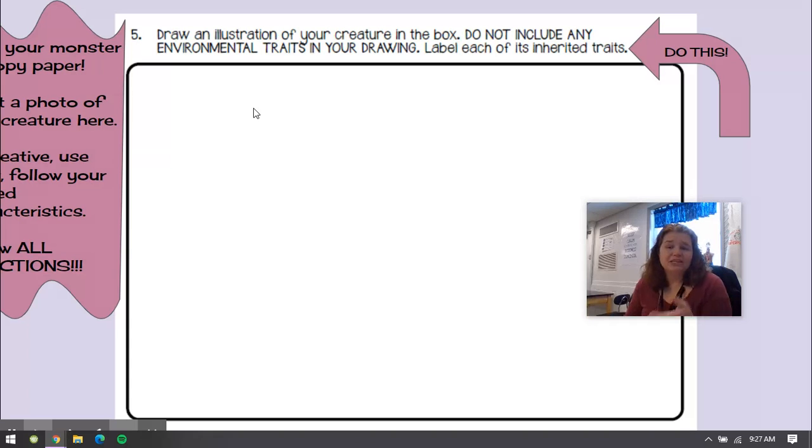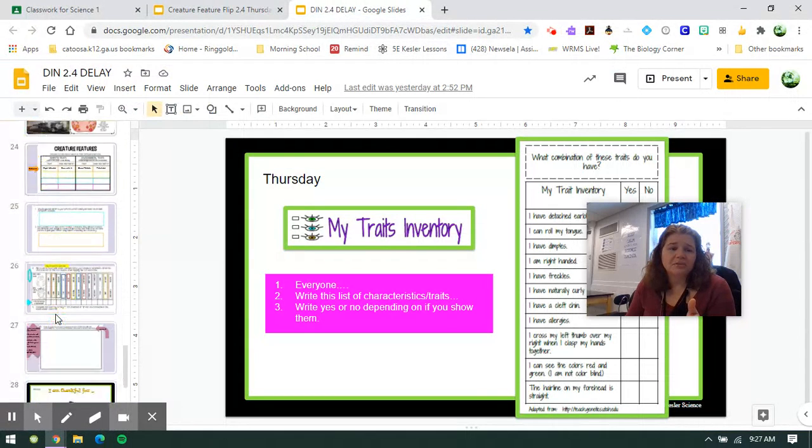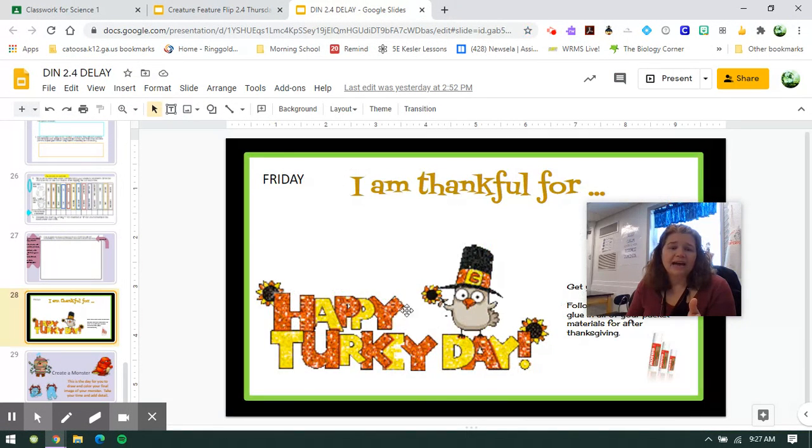That's what you're doing today and tomorrow. Take your time, really think about the inherited traits that the baby monster is getting from its mom and dad. And that's what we're doing today and tomorrow. Tomorrow, make sure you get back on to Digital Interactive Notebook and look at your bell work.